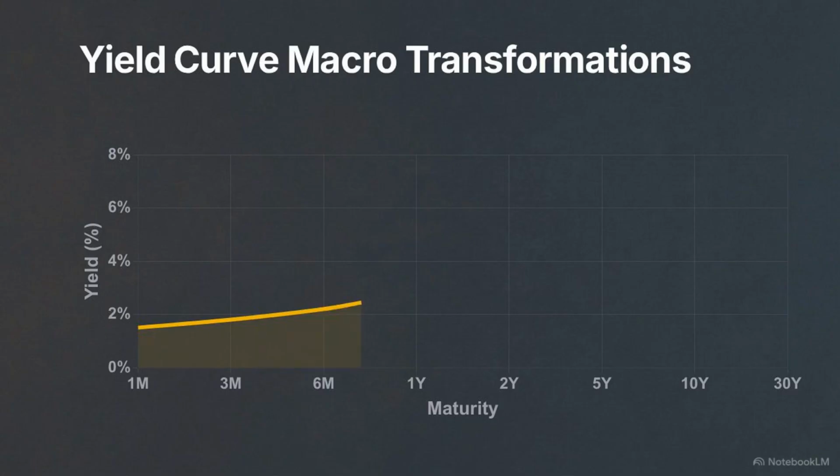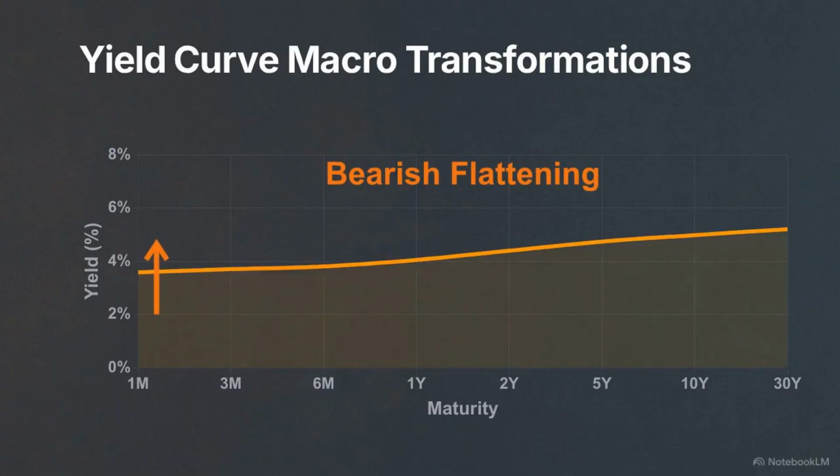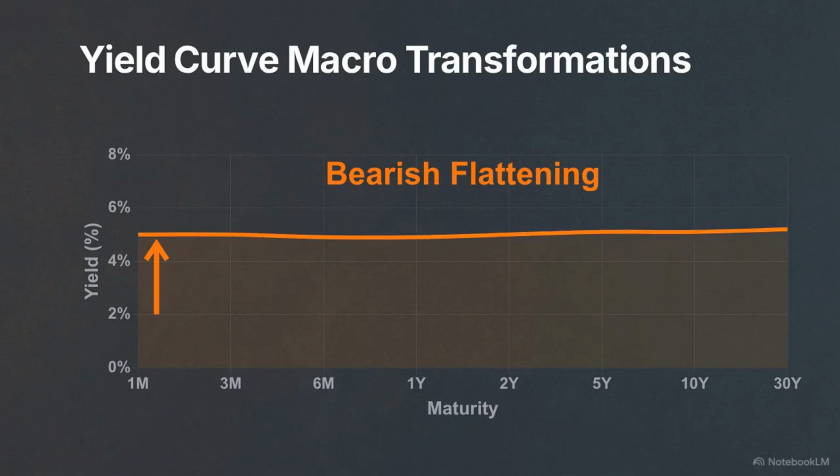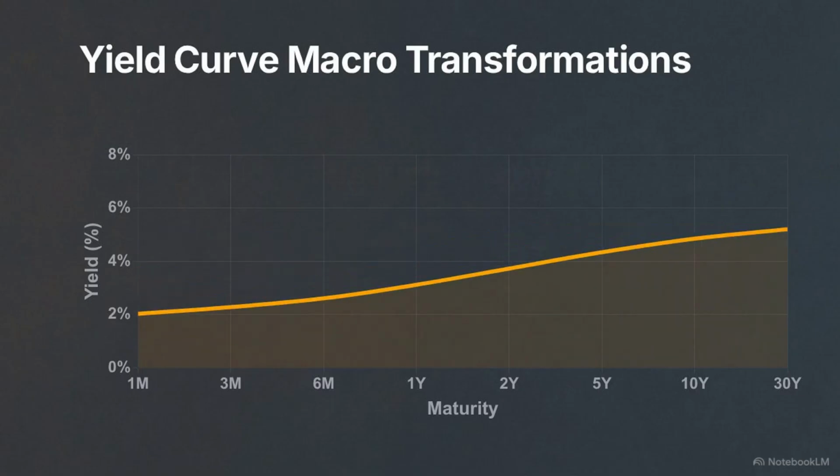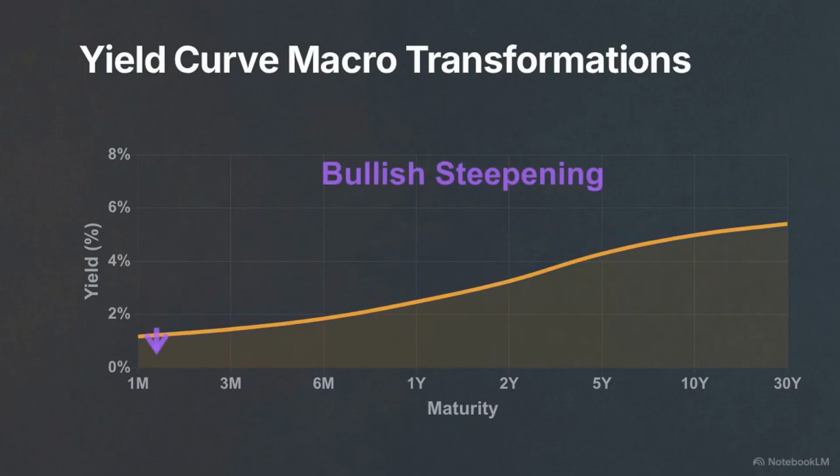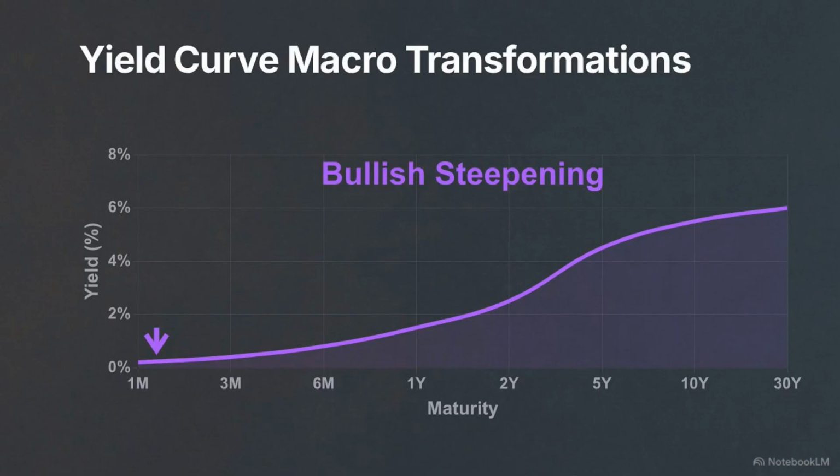This graphic models a bearish flattening. Central banks hike short-term rates to combat rising inflation, violently narrowing the spread between short and long rates. During recessions, central banks cut short-term rates to stimulate economic growth. This causes a bullish steepening, dramatically widening the spread between the short and long ends.